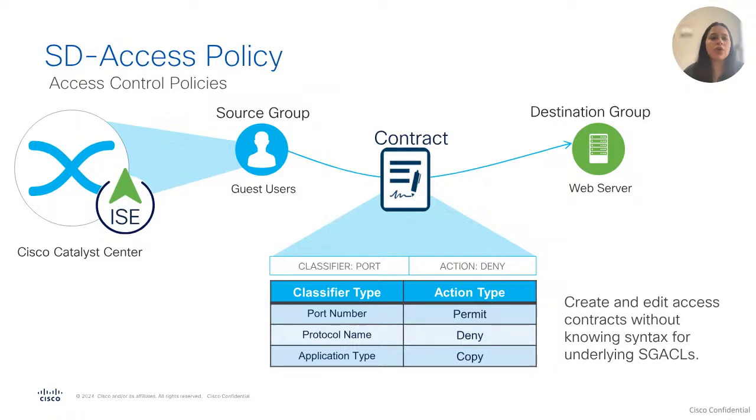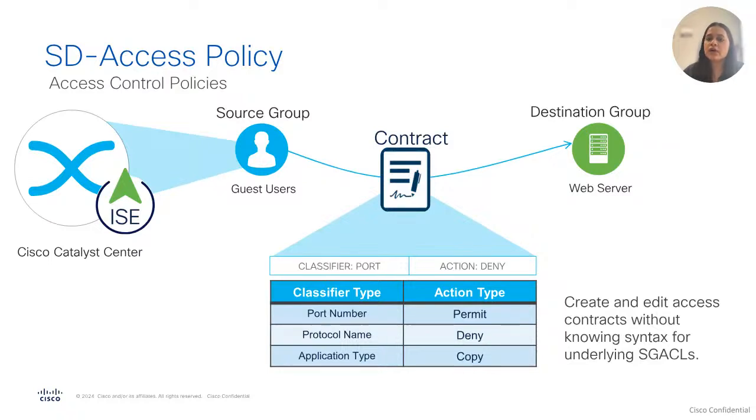Now, once you have your virtual network and your security group tags defined, then you create SD-Access policies. These policies, these rules, the security group tag rules that are defined, we create these contracts. The contracts basically define who gets to communicate with whom on Catalyst Center itself. We define these contracts on the Catalyst Center UI.